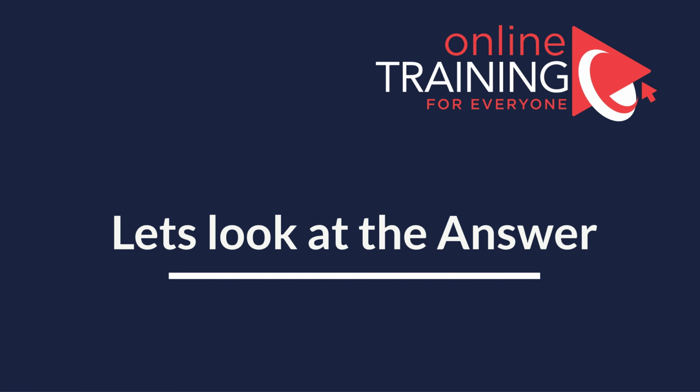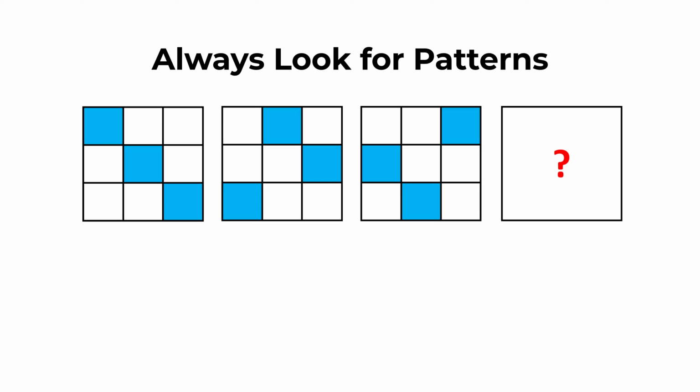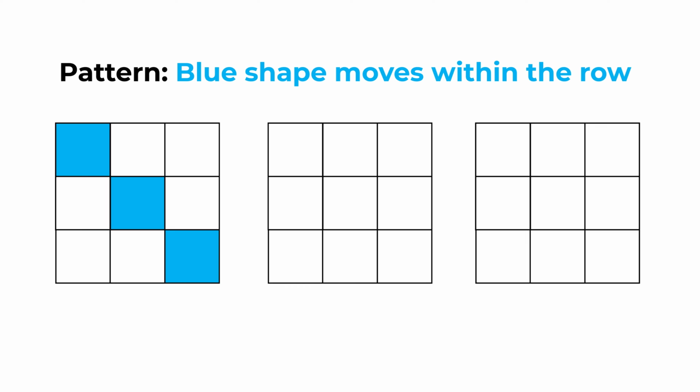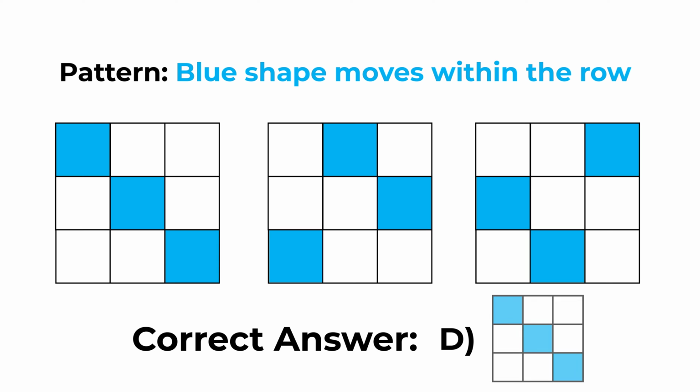As always, my advice to you, look for patterns. And determining the pattern is key to solving this particular problem. What you need to know to answer this particular question is that the blue shape moves within the row of the larger shape. In each row, the blue shape moves from left to right, one step at a time. And once the blue shape reaches the end of the row on the right, it reappears on the left. So the correct answer here is choice D.